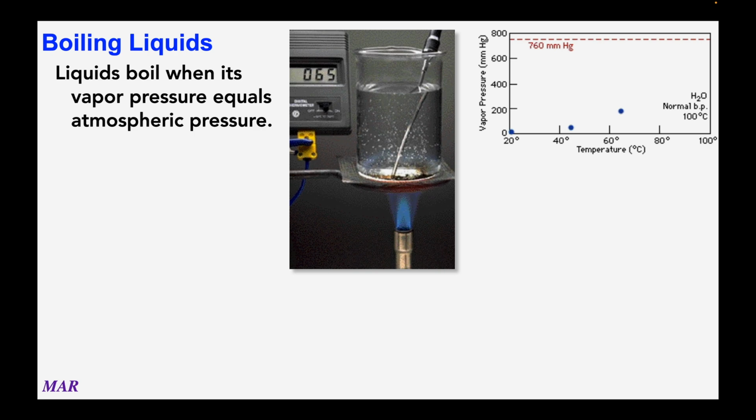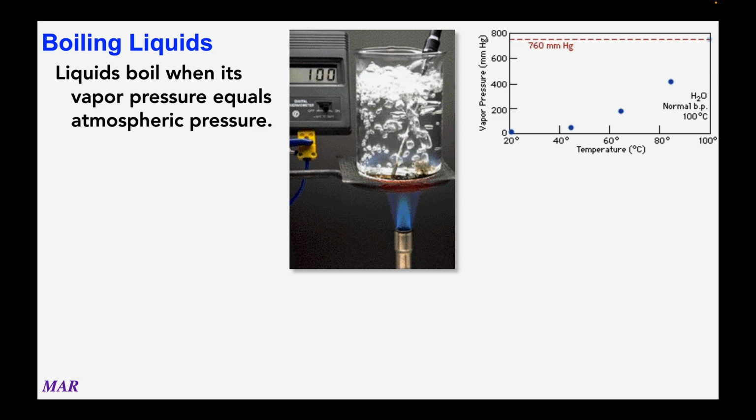If enough heat is added, the vapor pressure of the water equals the atmospheric pressure. At this point, large bubbles of vapor begin to form in the liquid, and the liquid boils. Boiling, the act of boiling a liquid, is when the vapor pressure of the liquid, above the liquid, equals the atmospheric pressure. So in the upper right-hand corner there, notice that there's a dashed red line at 760 millimeters of mercury. And if you remember, 760 millimeters of mercury equals an atmosphere.